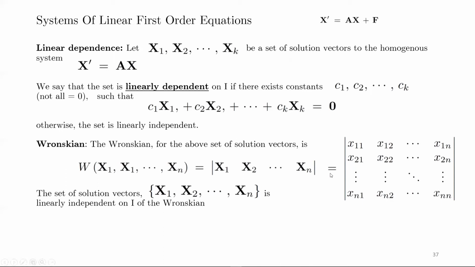And if you recall, if this set is linearly independent on some interval, then the Wronskian of these solution vectors is not equal to 0. So if we take the Wronskian of these solution vectors and it's not equal to 0, then we're guaranteed to have a linearly independent set.